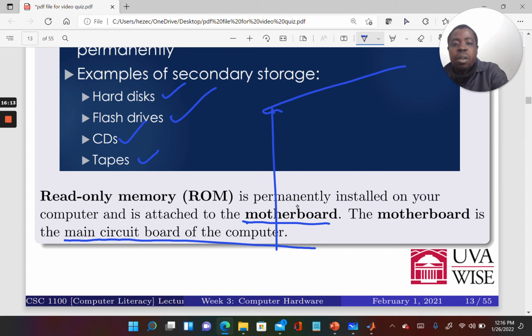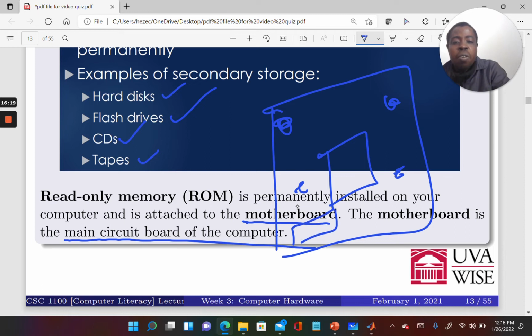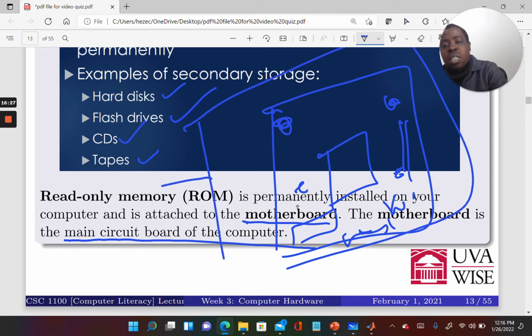You need the motherboard, something like this. This is where you put everything. You put your CPU here, you put your fan, you put your power, everything, your VGA card, your RAM slot, and then that's the motherboard. Then you put everything inside the system unit, as a cover to protect everything inside. Okay?